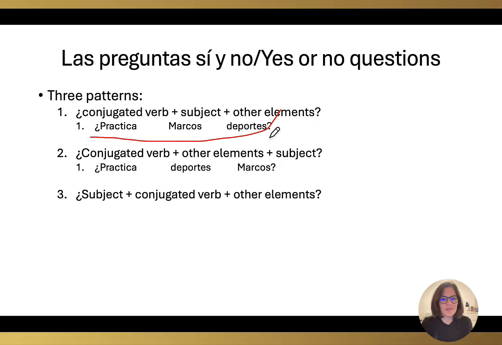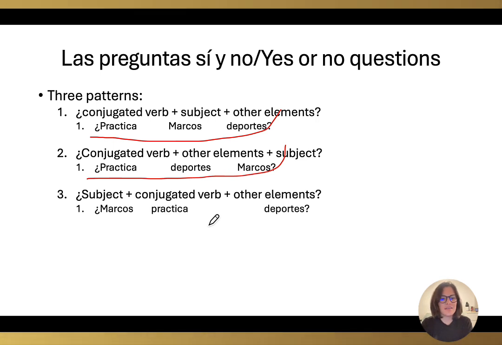Next, we have conjugated verb, practica, other elements, deportes, and then subject, Marcos. Okay, we know this. Practica deportes Marcos, same. It goes up at the end, and that's the way that it's understood as a question. And why do we do that? Well, because we don't have question words. So we are asking the question with the tone, this tone that goes up at the end.